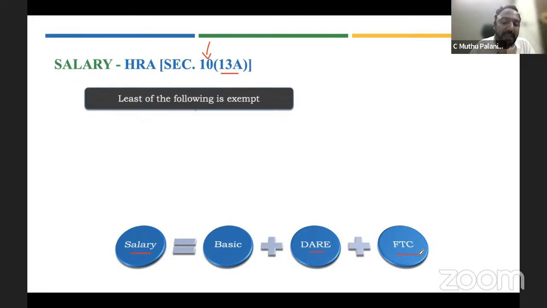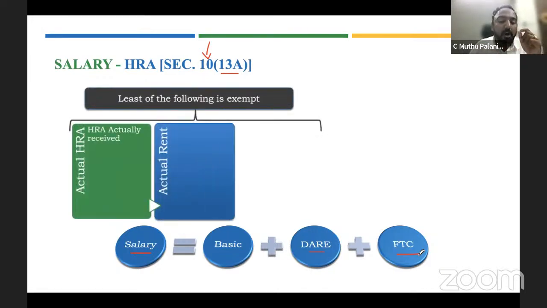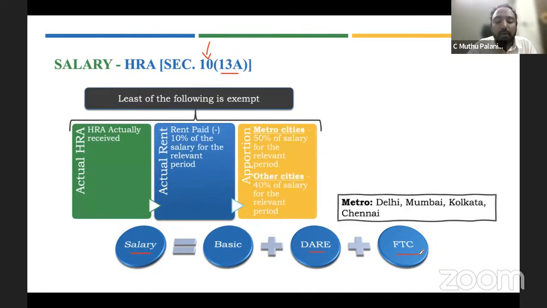Why should I calculate this? Because only based on this will I know how much is exempt. To know the exemption, you have to remember certain things: the actual HRA, the actual rent, and the apportion. The first component is the actual HRA, which is the HRA actually received. The second component is rent paid minus 10% of salary, calculated based on the actual rent paid. Salary refers to basic, dearness allowance forming part of retirement entitlement, and commission as a fixed percentage of turnover. That is your second component.